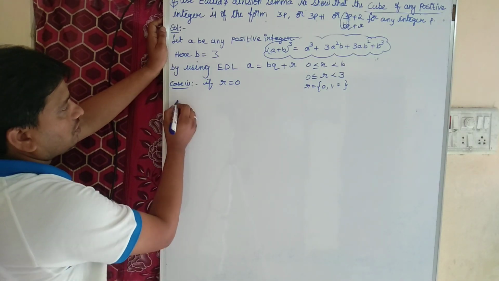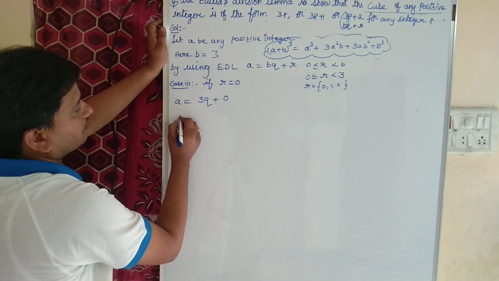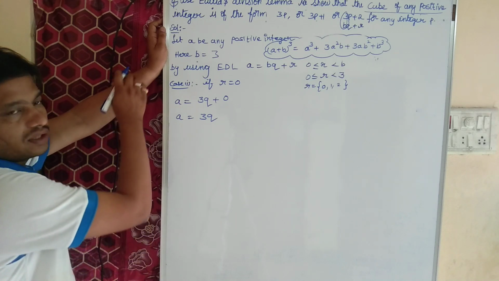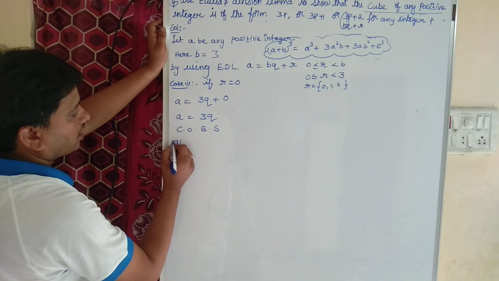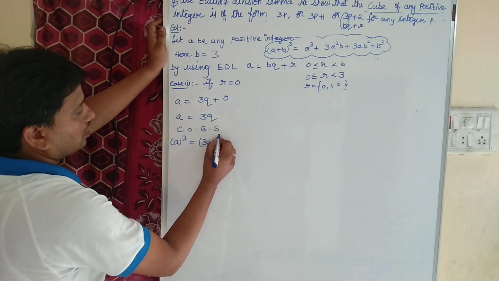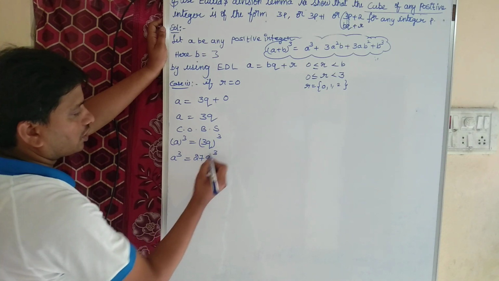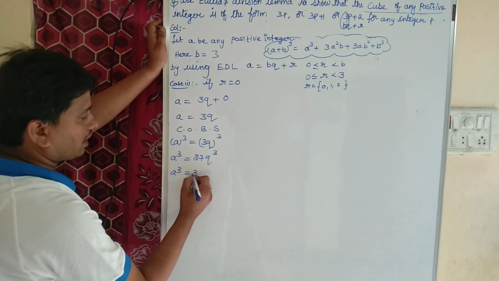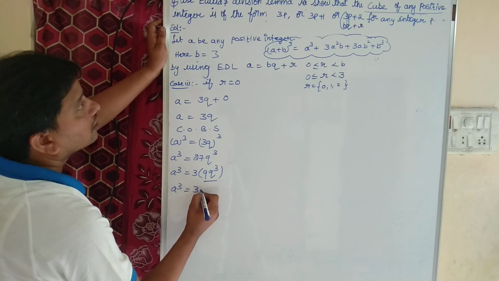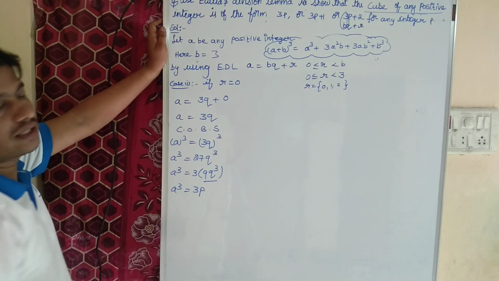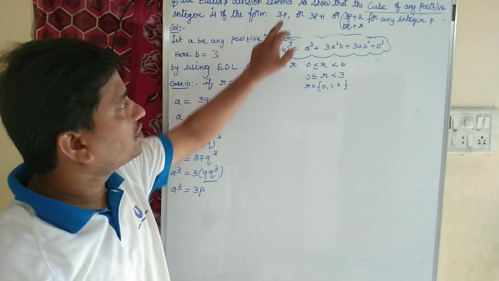Case 1, if r equal to 0, a equal to bq plus r, b value 3q plus 0. So 3q plus 0, how much, children? That implies 3q, right? So cubing on both sides, a cube equal to 3q whole cube. So a cube equal to 3 cube, means 27q cube. So let me take 3 as common. 3 9s are 27. Let me consider 9q cube as p, where p is some integer, right? First one we got 3p.